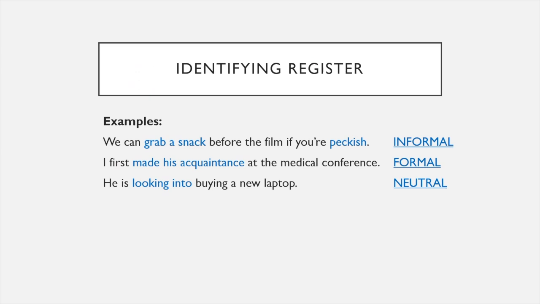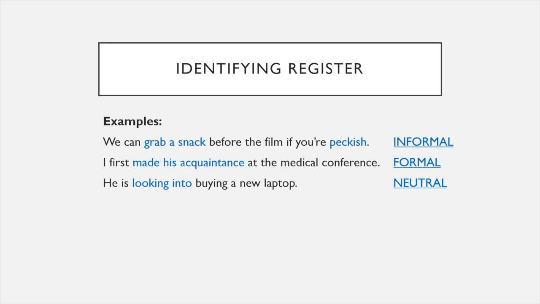The ability to identify register is a really important skill, not only for the exam, but for work life, for social life. It's really important that you can get register right. So let's look at a few examples. We can grab a snack before the film if you're peckish. So to grab a snack and to be peckish are two examples of informal language.